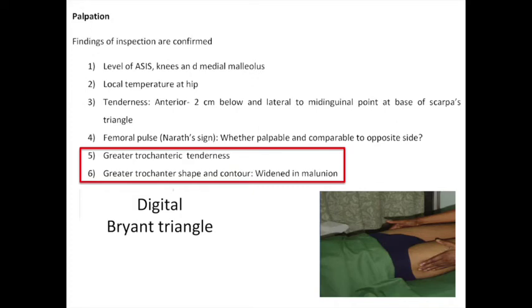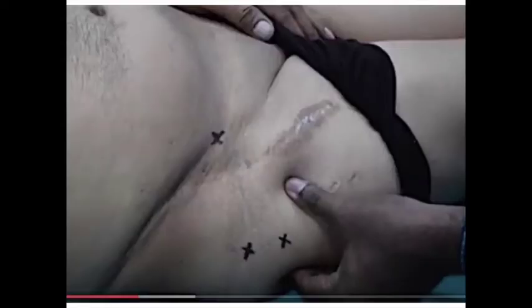There can be another type of widening, which is on the medial-lateral aspect, which is very, very difficult to assess on clinical evaluation. One indirect way could be the Morris test, but then the coxa vara also contributes towards a positive increased length in a Morris test. We will do the digital Bryant triangle to give you an estimate at the time of palpation of proximal migration of the trochanter. That's how you palpate the trochanter.